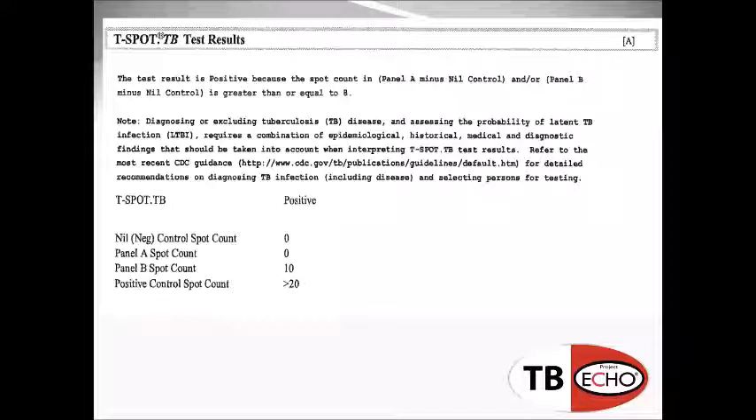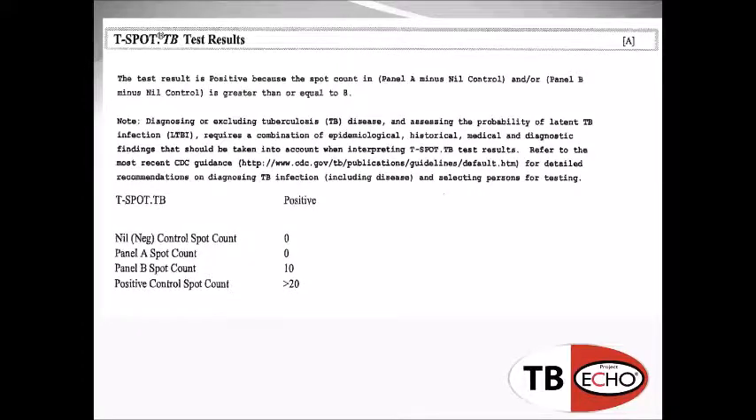So if you took panel A, which is 0, minus the nil, which is 0, it's 0. And then if you take panel B, which is 10 spots, minus the nil, which was 0, it equals 10. And so it's over 8. So panel A was under 8, but panel B is over 8, and so it's considered positive.